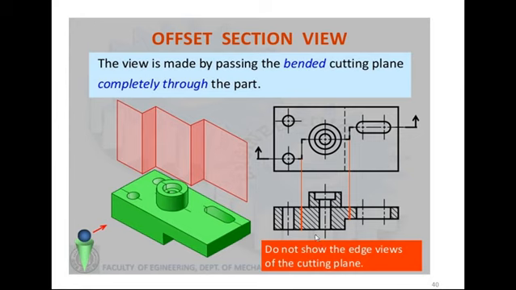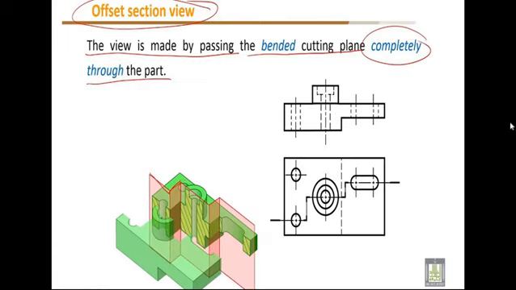Whatever the solid parts are, we do hatching, and where the hole is, we keep it blank. So mostly we use offset section when the holes are not in one line, when the holes are offset from each other. One more example is shown here.